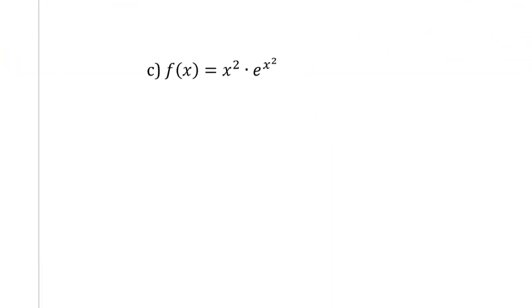Okay, what's happening in this one? Hopefully we recognize that this is a product of two functions, so we have to use product rule. So f prime is the derivative of the first thing, 2x, times the second thing, plus the derivative of the second thing, which is e to the x squared, times the derivative of the exponent, which is 2x. So that is the derivative of the second thing times the first thing, which is x squared.